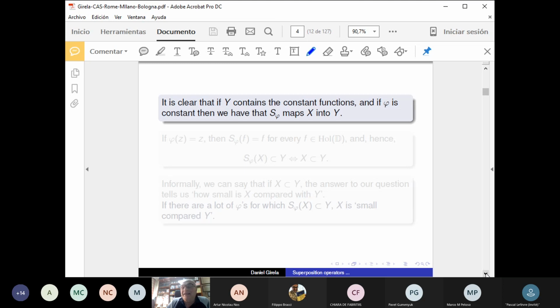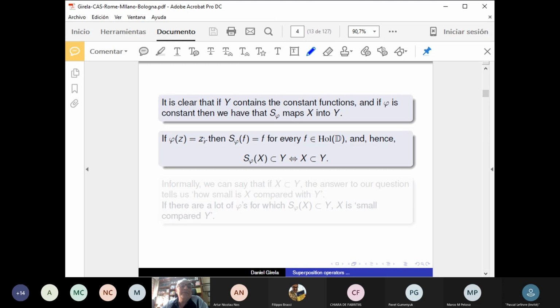Okay, let me say something very trivial. If the second space Y contains all the constants, and we take as phi a constant, it is trivial that phi maps X into Y. Also, if we take as phi the identity mapping, then of course we have that S phi of f is equal to f for every analytic function f in D. So if we take as phi the identity mapping, we have that S phi of X is included in Y is the same as saying that the space X is contained in Y.